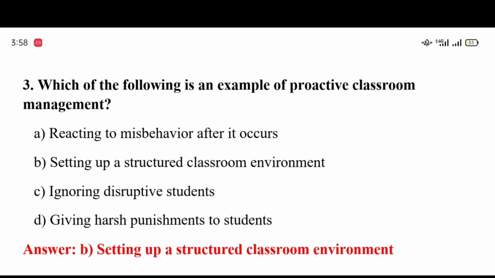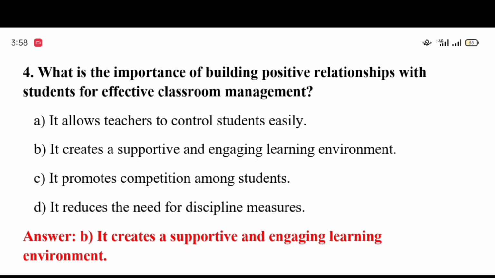Question number 3. Which of the following is an example of proactive classroom management? Answer: setting up a structured classroom environment. Question number 4. What is the importance of building positive relationships with students for effective classroom management? Answer: it creates a supportive and engaging learning environment.